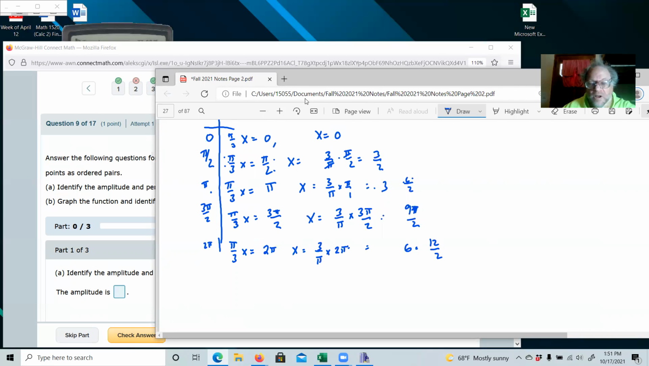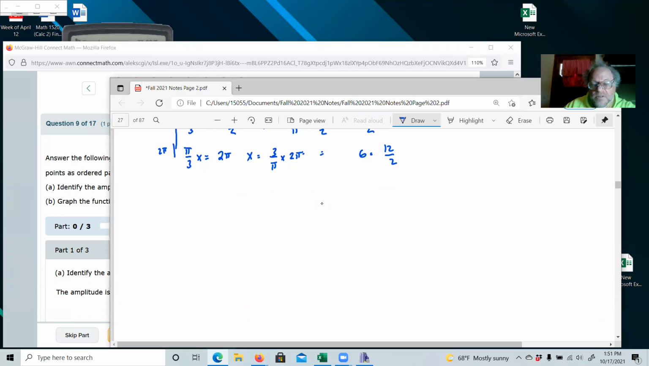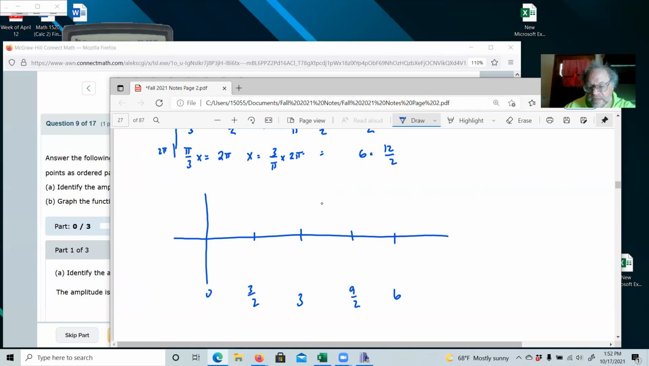We go back and say, okay, it's 6. So no negatives, so we'll just do this. We're going to go from 0 to 6. Here's 3. Here's 3 halves. Here is 9 halves, right? 6 plus 3 is 9, 9 divided by 2. Then we're going to go up here with 6. We're going to go down here at -6. And we're going to plot our points.